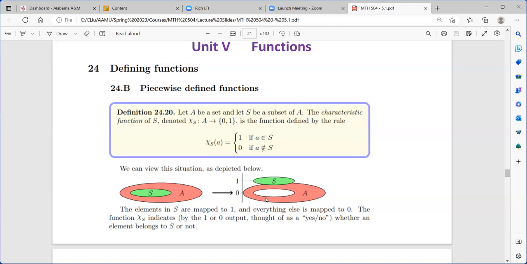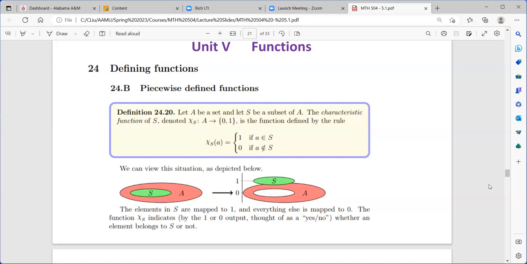So the function chi sub S indicates whether an element belongs to S or not. That's the whole point. You can think of the 1 or 0 output as a yes or no. If the function value of chi is 1, then we know we are talking about the points in S. If the function value is 0, then we know we're not in S.